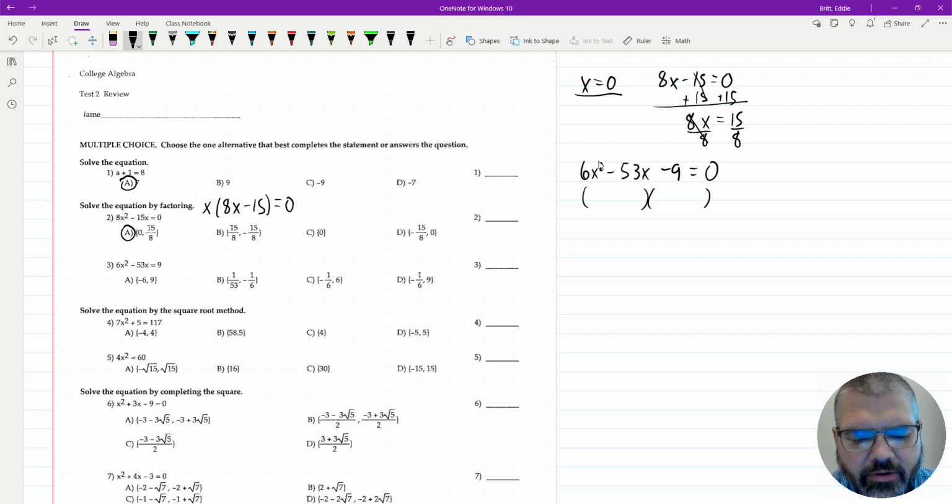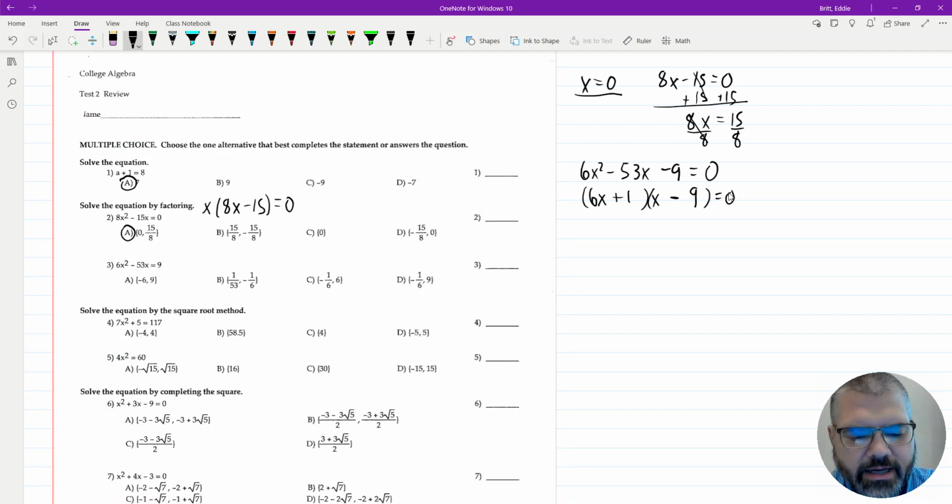I can split the first term up either into 6x and x or 3x and 3x. I notice that this middle number is pretty big, 53. So I'm going to put a 6x right here, and then my factors of 9 are 1 and 9 or 3 and 3, and I'm going to put my 9 right here. And the reason for that is 6 times 9 is 54. Alright, and so I'm going to go ahead and make that a minus. That would be negative 54, which is really close to negative 53. So the other factor, remember, if I put a minus 9 here, I have to put a plus 1 here.